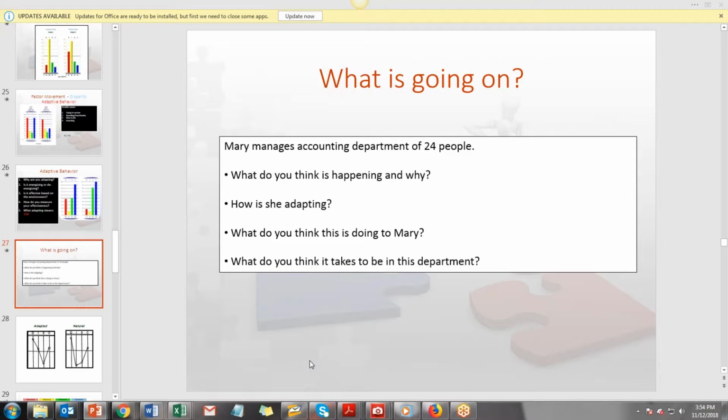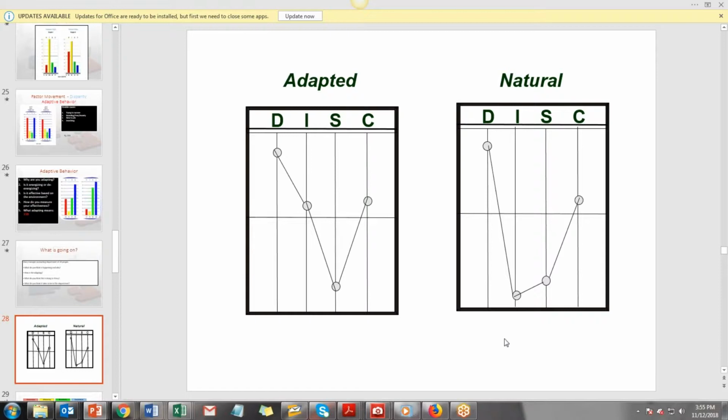We're going to go through and look at graph two. Graph two is what? Natural. And what is natural? The way they're at home. And then we're going to look at graph one on how she's reacting to that environment at work as manager of 24 accountants. I don't want you to jump around or skip around. I want you to just follow the process, and we'll walk this through. So step one, what's the primary style of Mary at home?